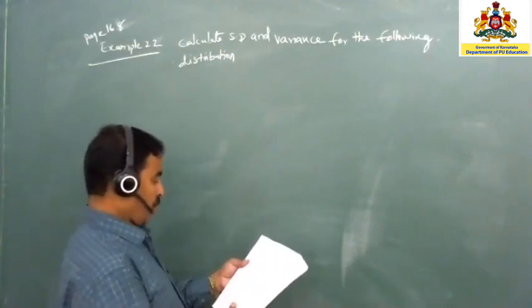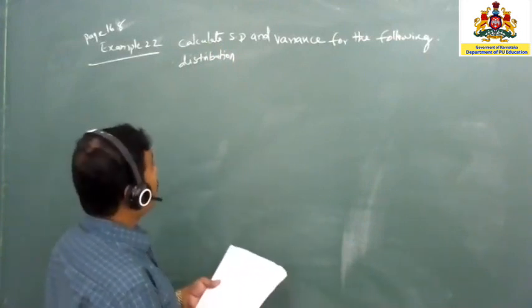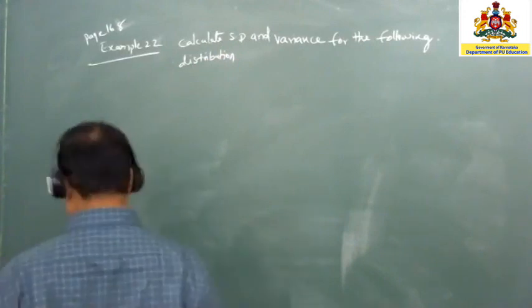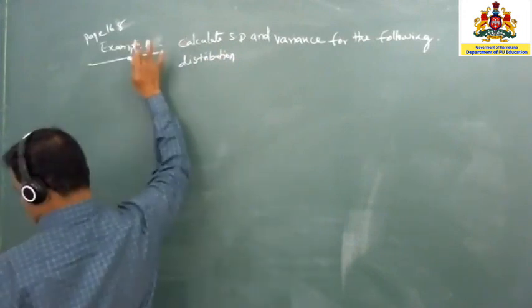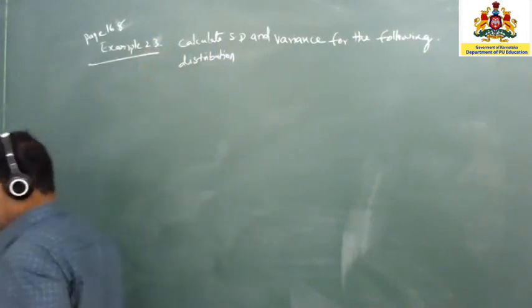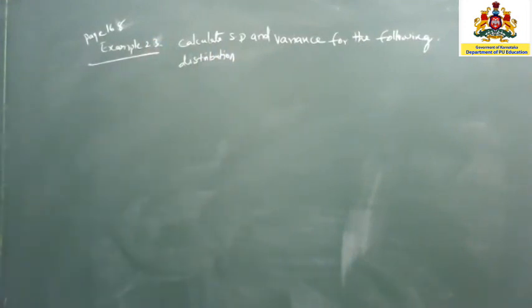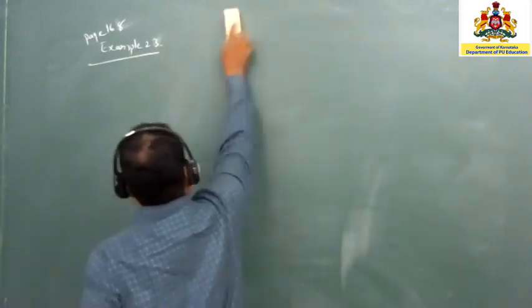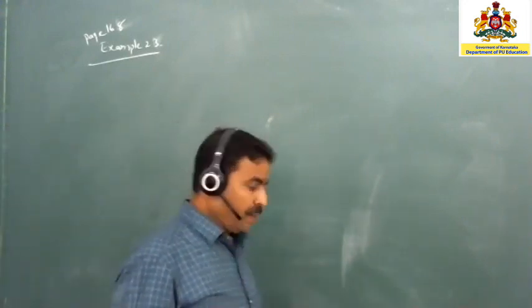So find standard deviation for the following distribution. I'll take example 23, not 22. Example 22 is the deviation method; that also you can complete.